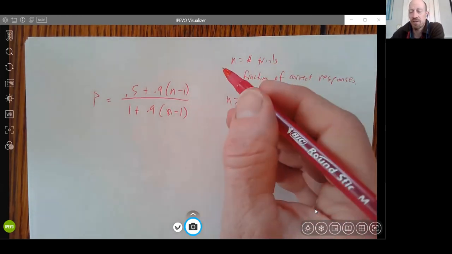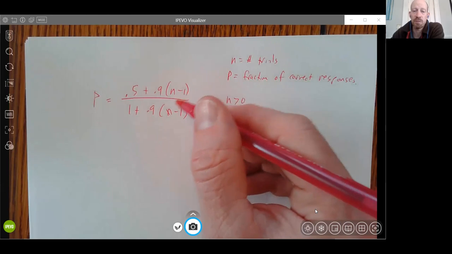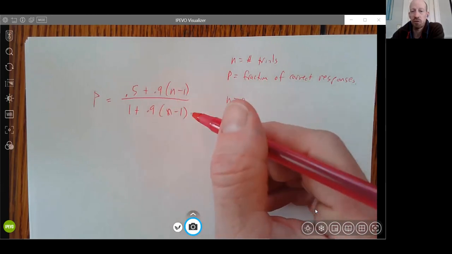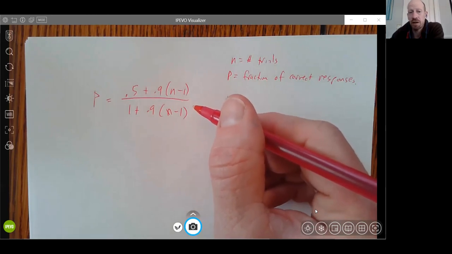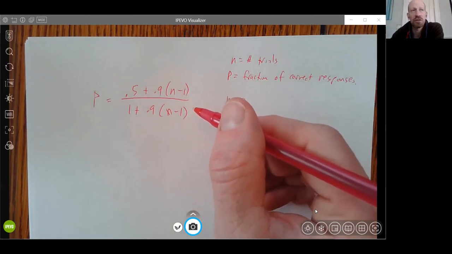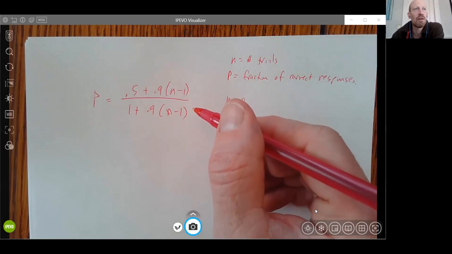What that's saying is that if you do the trial once, you expect a certain number of correct responses. If you do the trial twice, then we expect a different number of correct responses, right? So it's a function of the number of times we do the trial.